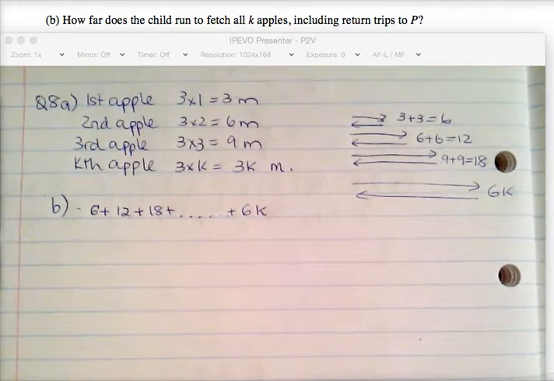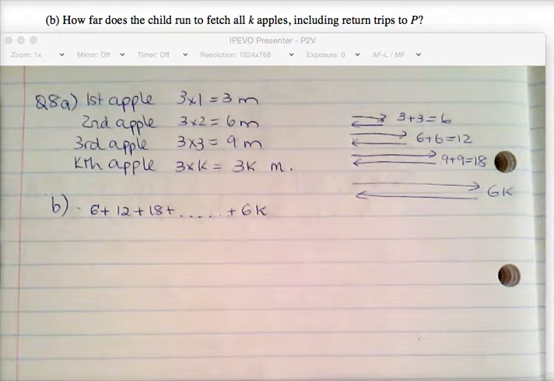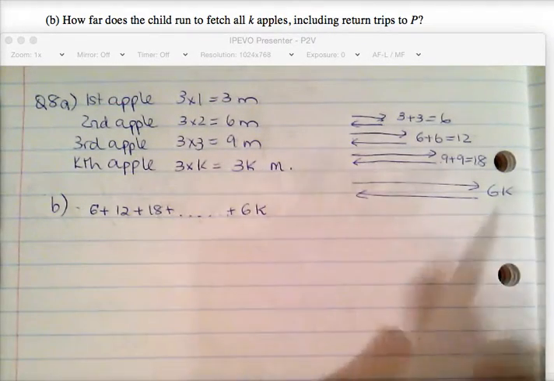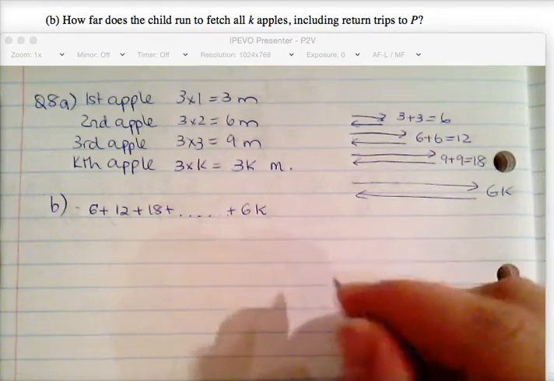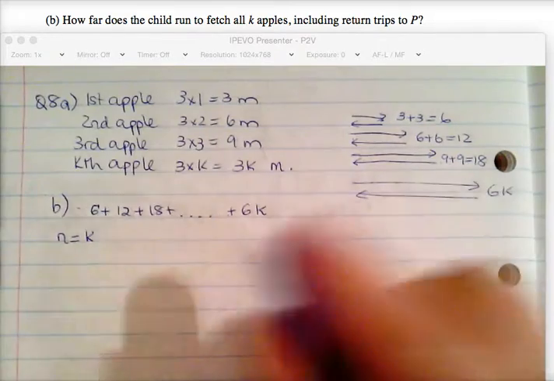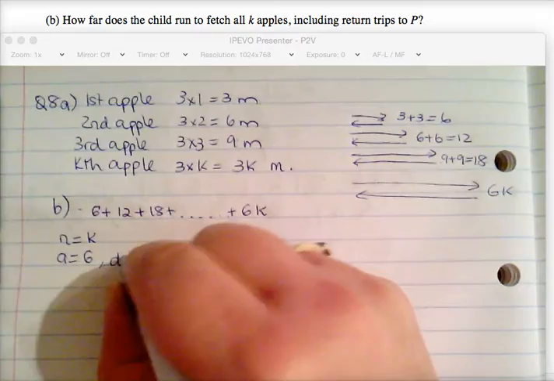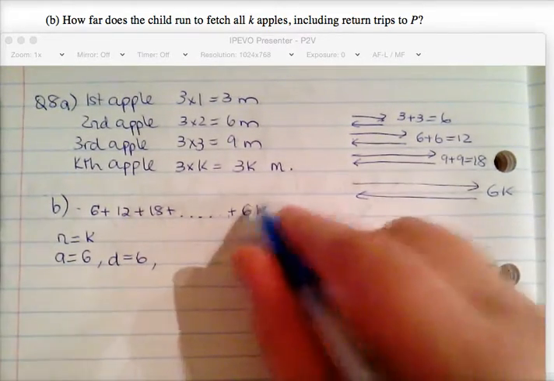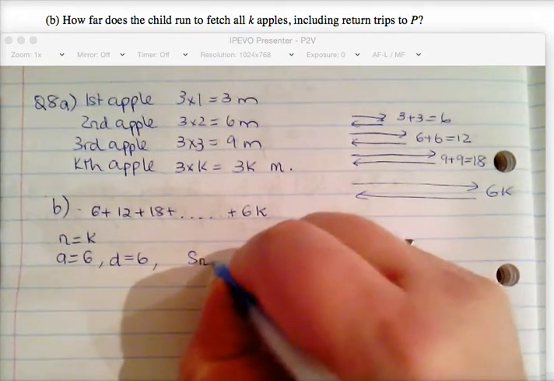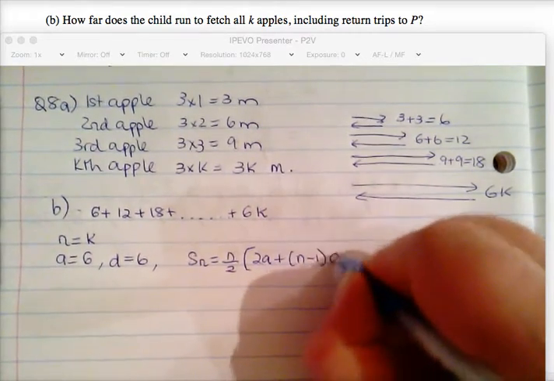Now, we know that there are k trips, okay? So there are 2 ways that we can sum this series up. 2 ways of working out the distance the child runs to get all the k apples, including the return trip. So we know that n is k. We know that a, the first term, is 6. We know that the common difference is also 6. And so we could do sum of n terms is n on 2, 2a plus n minus 1 times d.